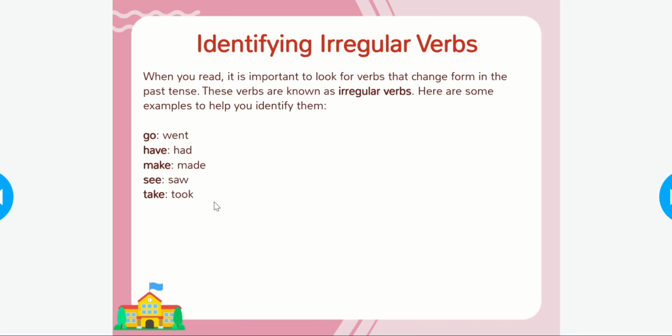Now the nice thing about irregular verbs is that they are the same for all of our pronouns. So I went, she went, we went, they went. It's all the same. So as long as you remember that rule, you'll be able to master these irregular verbs just fine.